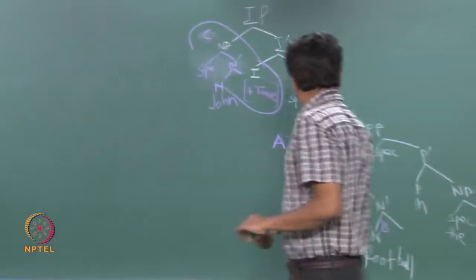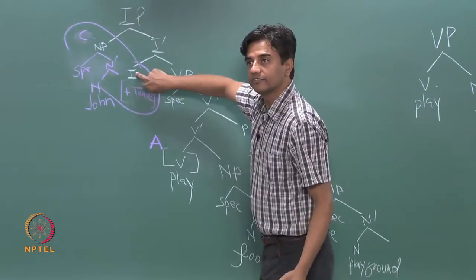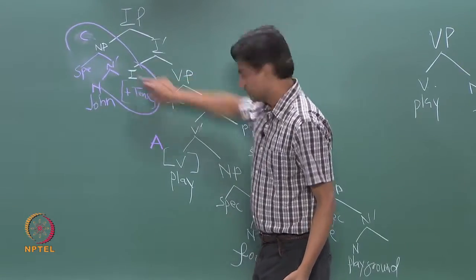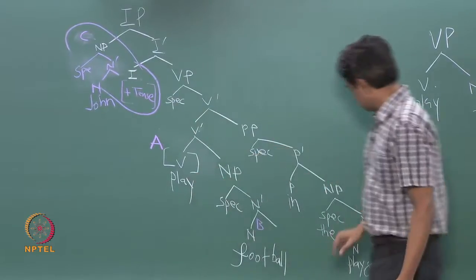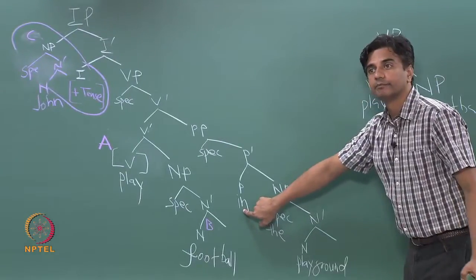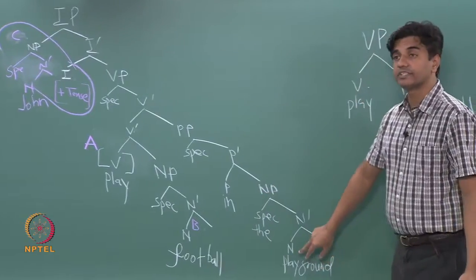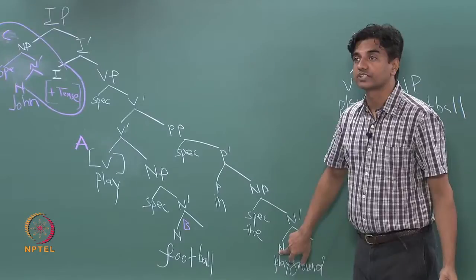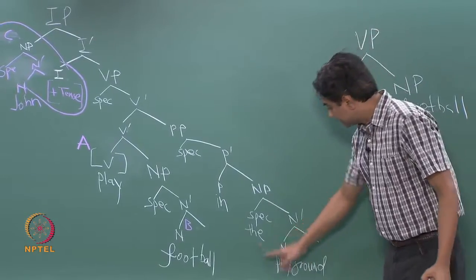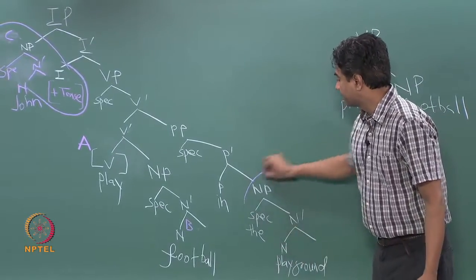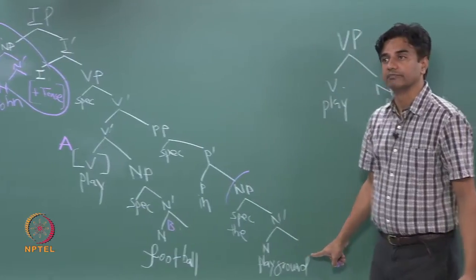Now, very quickly, this becomes an assigner, this becomes a governor, and this is a preposition. Prepositions assign accusative case to their complement too, because otherwise this NP will remain a non-case-assigned NP. Which NP?